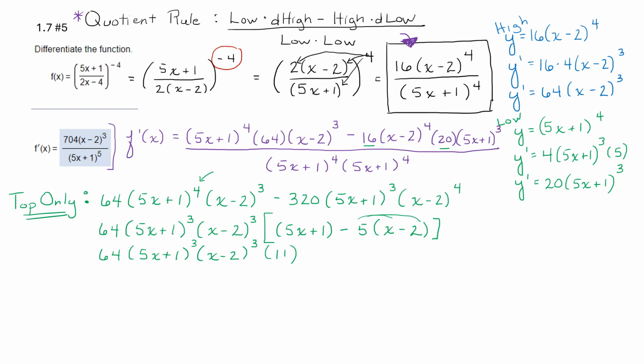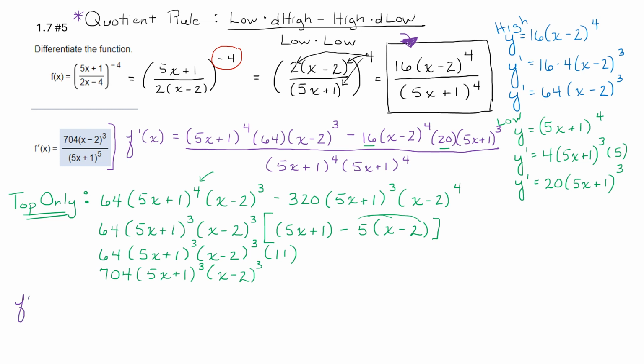So now I've got the 11 times 64. The 11 times 64 is 704 times the (5x + 1)^3 over the (x - 2)^3. Okay, so all of that was top only. So now let's go back and put it all together.